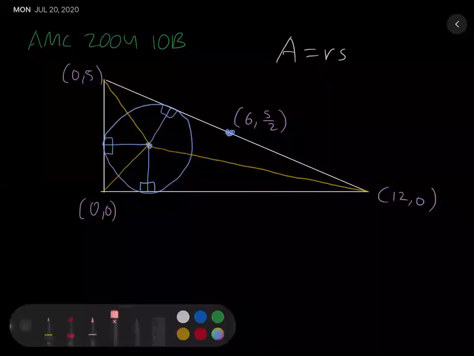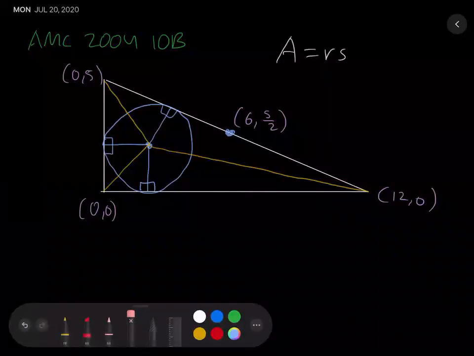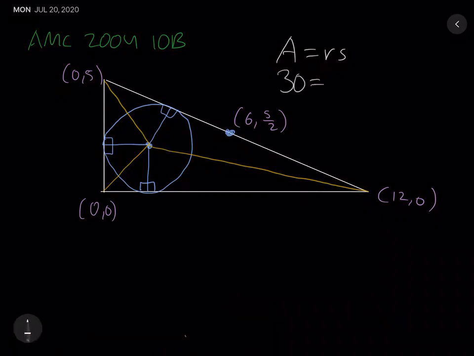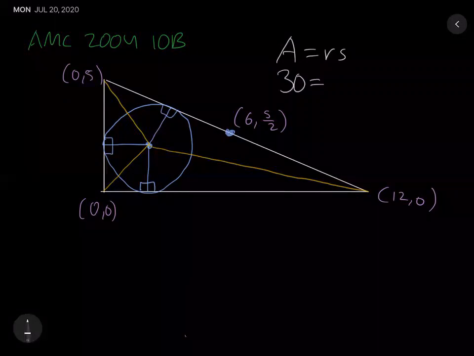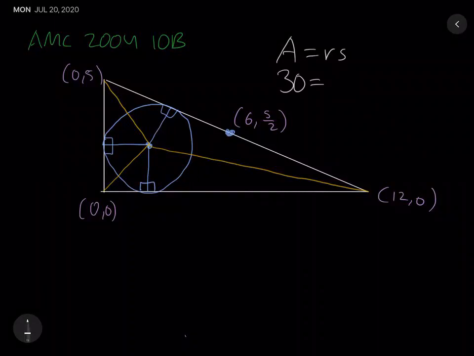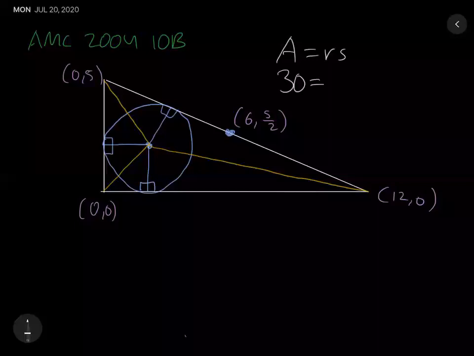How does that help us? We can find the radius of the circle. Because we know the area, it's 5 times 12 over 2, which is 30. We can find that semiperimeter pretty easily. It's 5 plus 12 plus 13 over 2, which is 30 over 2, which is 15. So 30 equals 15R. So R equals 2.